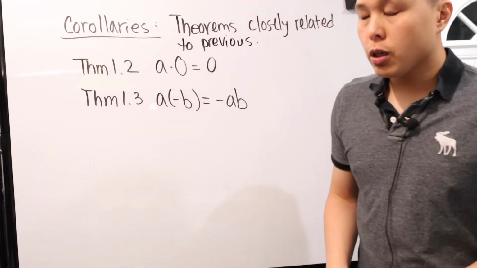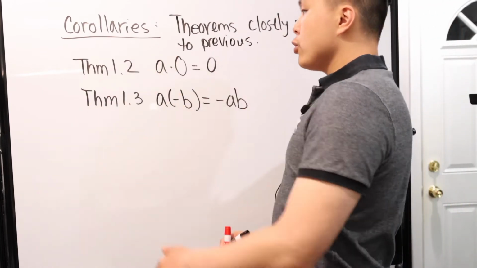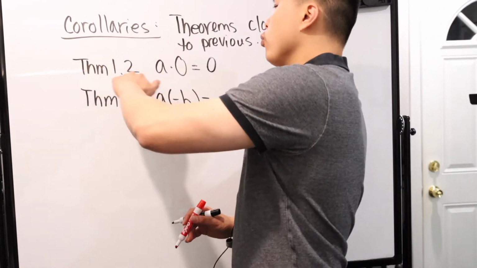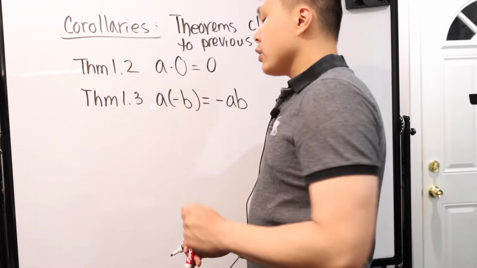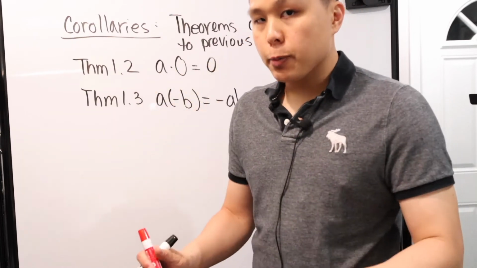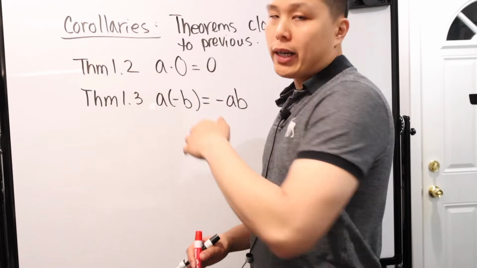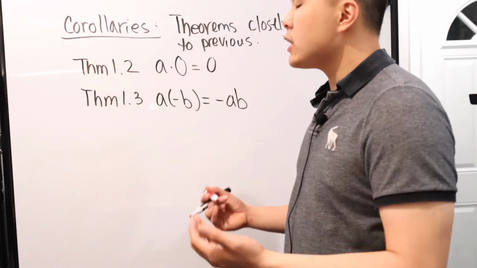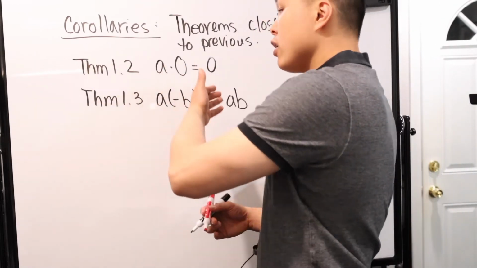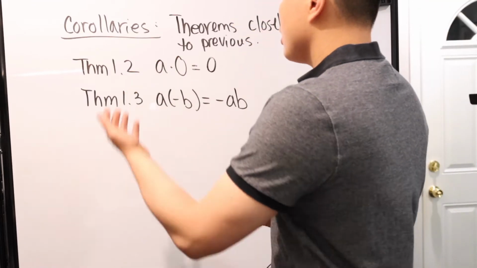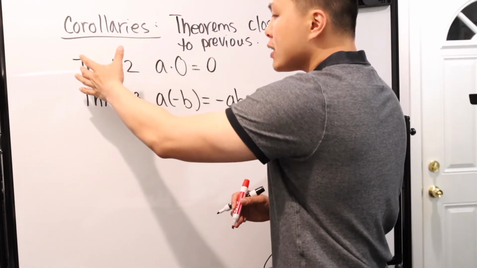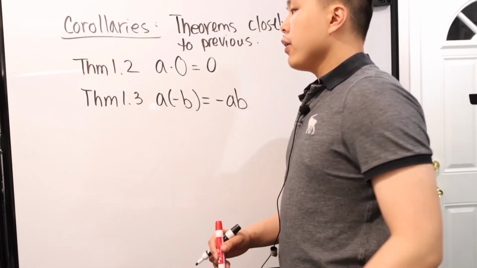Okay, cool. So, here's the thing. I'm going to show you guys an example. First and foremost, we have theorem 1.2: a times 0 equals 0. Now, there are certain textbooks that will argue that this result is an axiom. Well, for the specific textbook that I'm referring to, they call it a theorem. Doesn't really matter that much. I'm only putting it there because I'm going to use that to prove theorem 1.3.